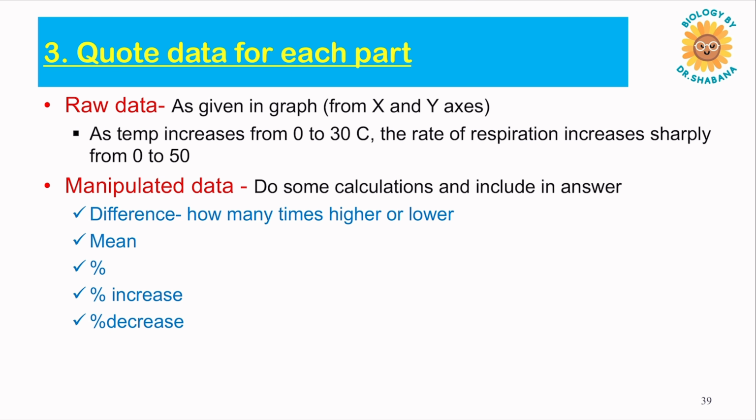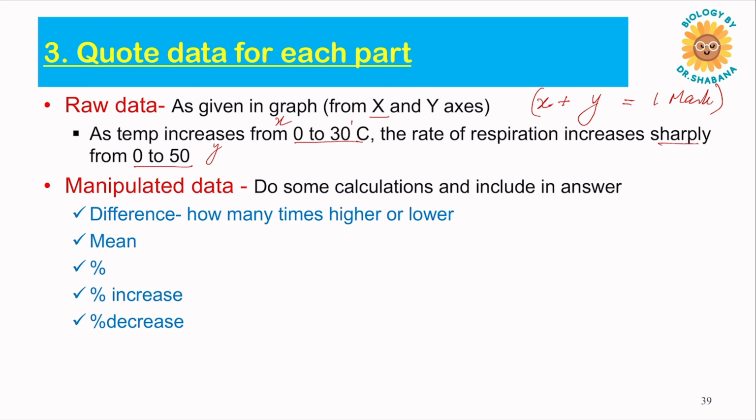Now, a very important part is quoting data from each part. What do you mean by quoting data? You take 1 point from the x-axis, and then you relate that to the y-axis, and this will give you a total of 1 mark. Remember that. Just quoting from the x-axis will not give you 1 mark. It has to be from both the axes. So for example, as temperature increases from 0 to 30 degrees Celsius, that is the x-axis. Rate of respiration increases sharply from this to this, that will be from the y-axis. Now this is raw data as you see it from the graph.